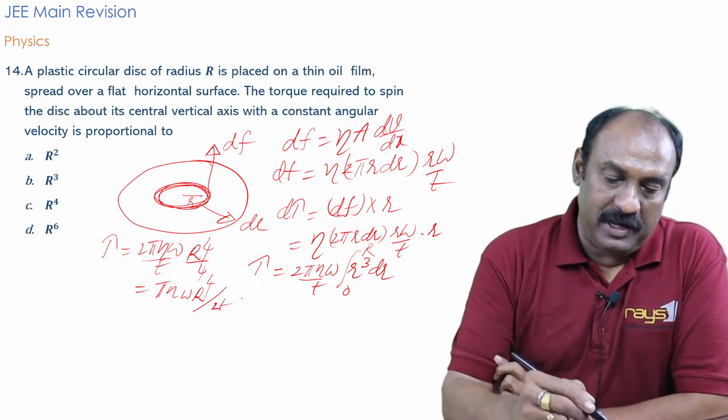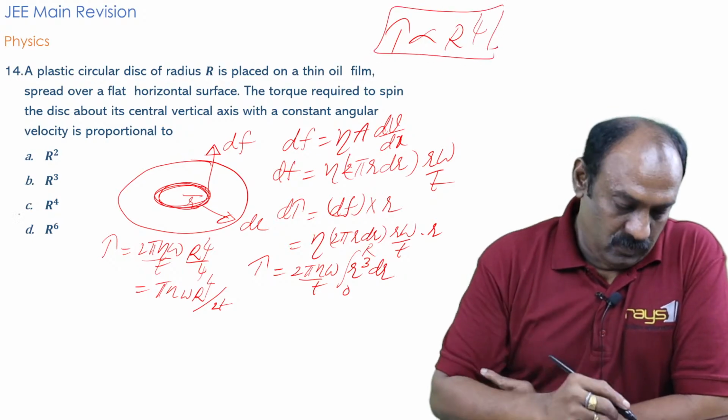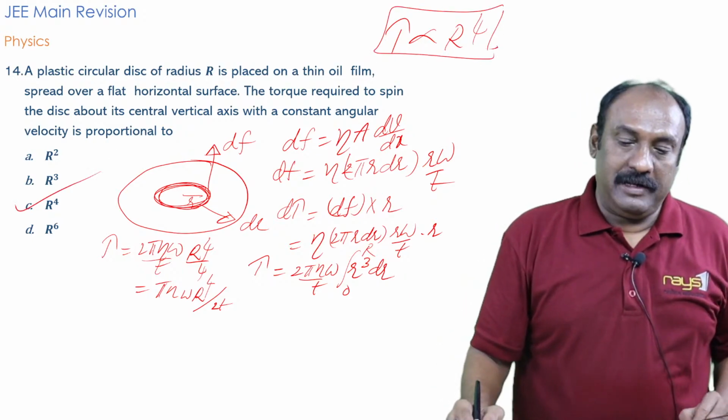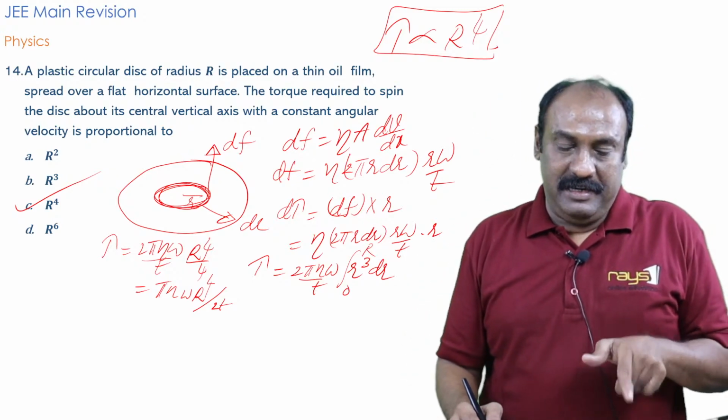So, therefore, this torque is directly proportional to the fourth power of the radius. So, the answer is T: the torque is directly proportional to the fourth power of the radius of the plastic circular disc.